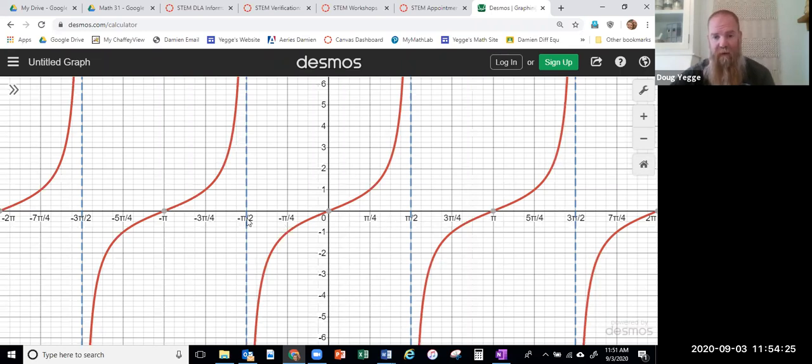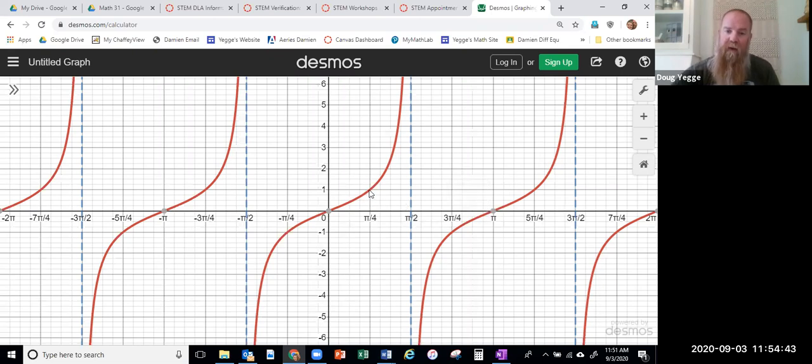So from negative pi over 2 to pi over 2, that's a distance of pi. From pi over 2 to 3 pi over 2, that's another distance of pi. So what we should recognize then is that we really only need to graph one period because it's going to repeat itself every other time.